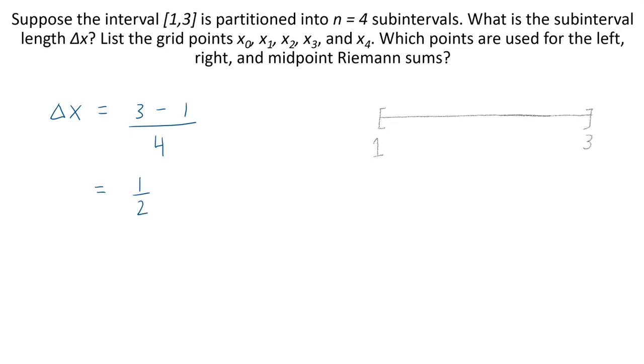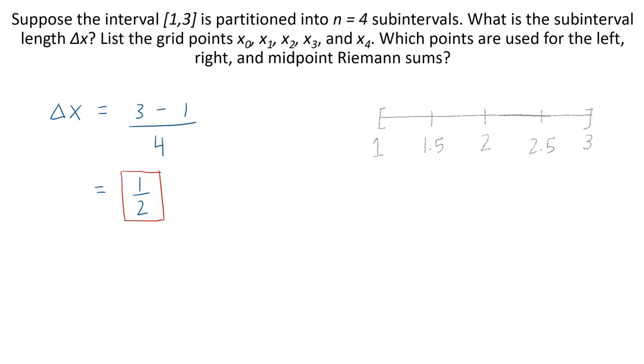So if we divide the interval from 1 to 3 into 4 equal rectangles, each rectangle will need to have a width of 1/2 unit. So we'll start at our left endpoint 1, add half a unit to that to get 1.5, add another half unit to get 2, add another half unit to get 2.5, and add another half unit to get 3. Now we have 4 equal subintervals on our main interval.